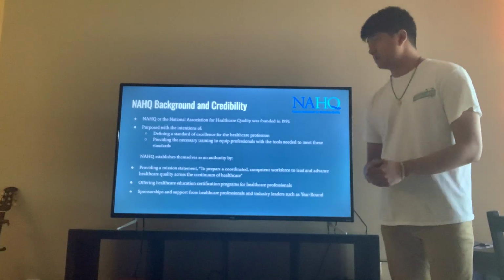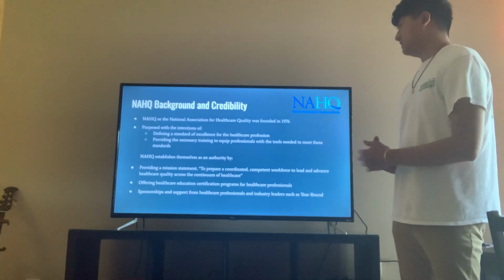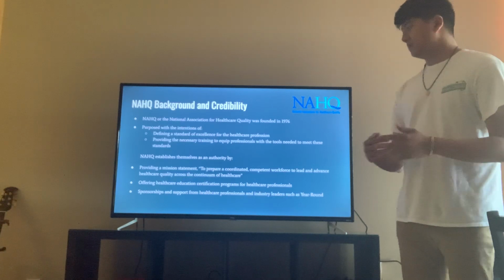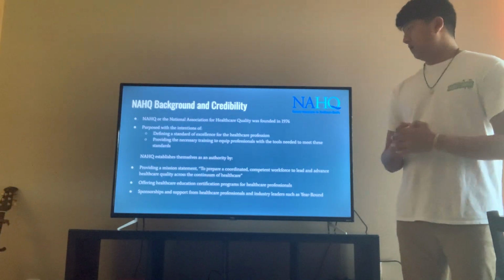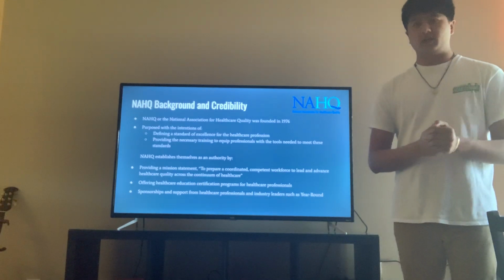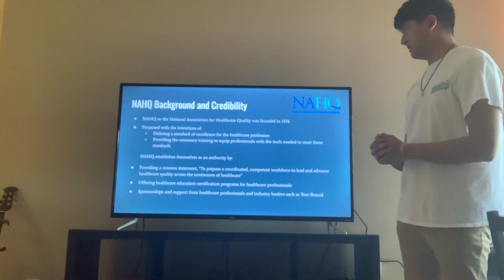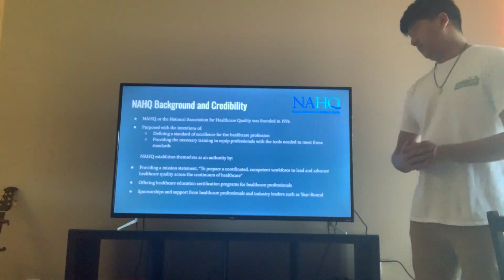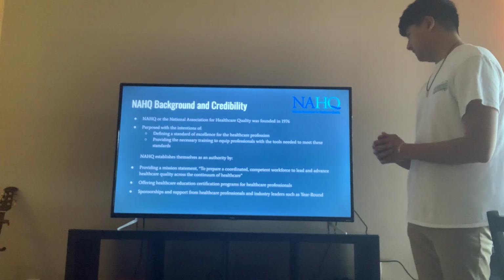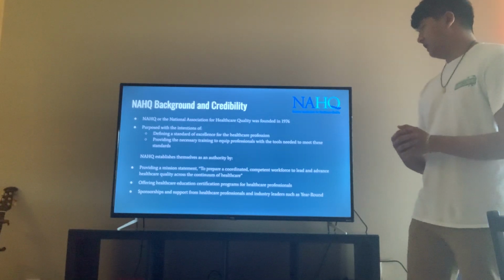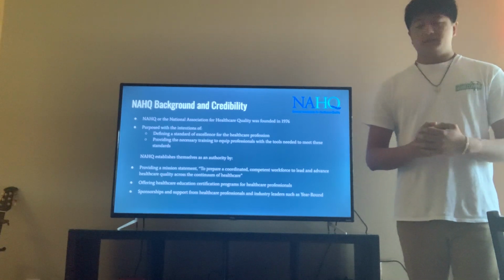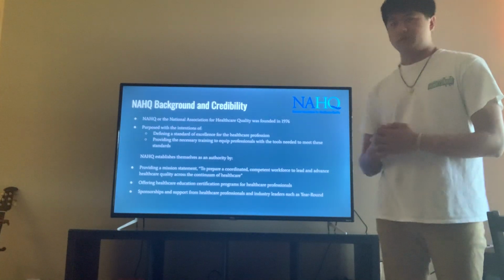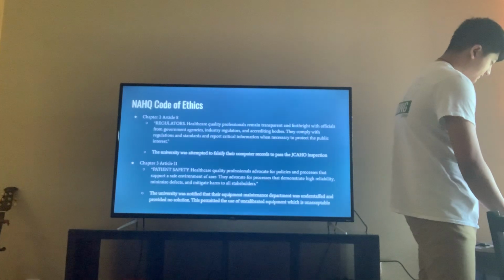Now moving into the NAHQ. The NAHQ, or the National Association for Healthcare Quality, was founded in 1976 with the purpose of providing a standard of excellence for the healthcare profession, along with providing the necessary training to put healthcare professionals at that standard. They make themselves an authority by providing a mission statement on their website that reads, "To prepare a coordinated, competent workforce to lead and advance healthcare quality across the continuum of healthcare." And they also offer certification programs, and they have a lot of support and sponsorships from healthcare professionals as well as industry leaders.